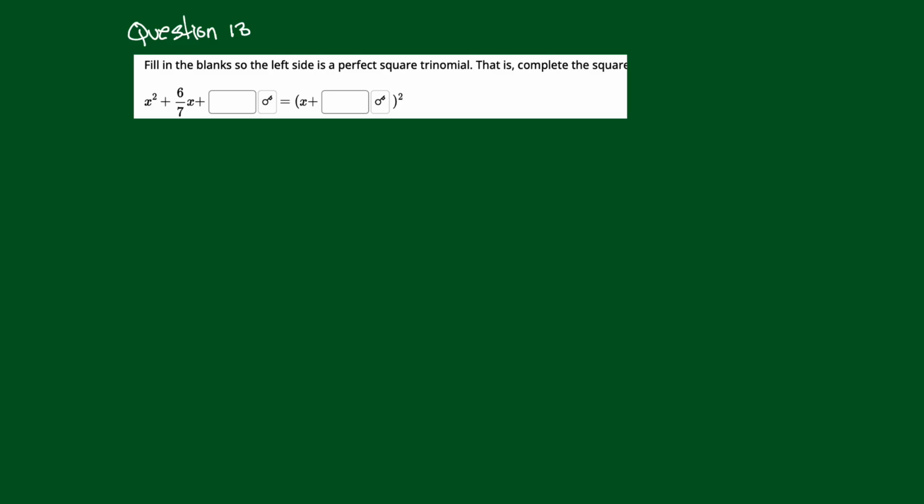This is completing the square. Now, to complete the square, we know what to do. You take half of this. So to take half of a fraction, you just double the denominator. So I take half of 6/7. That turns out to be 6 over 14.